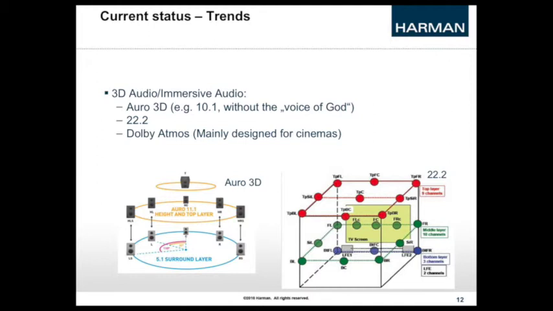Here you can find the 5.1 ITU standardized setup, the 5.1, and 1 meter above or so, again, the same one. So now you add some height speakers, and in the top layer of the Auro 3D, we have another speaker which is right on top of you, which is also called the voice of God.